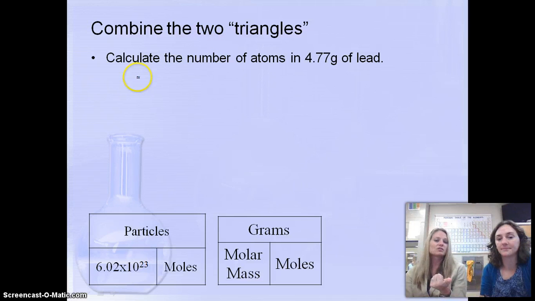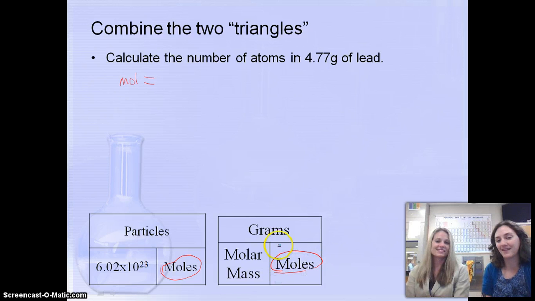So in this first calculation, we're going to calculate the number of atoms in 4.77 grams of lead. Okay. So if we know grams, we want to find the number of atoms. They are not in the same triangle. We've got to figure out what can we use to move between them. Check out, we've got moles here. Oh, that's a good circle. And moles here. All right, so we're given grams. So which triangle are we going to use first?